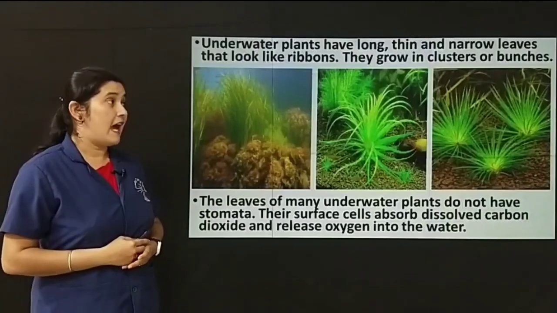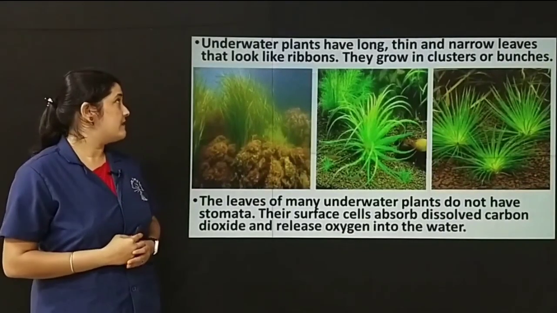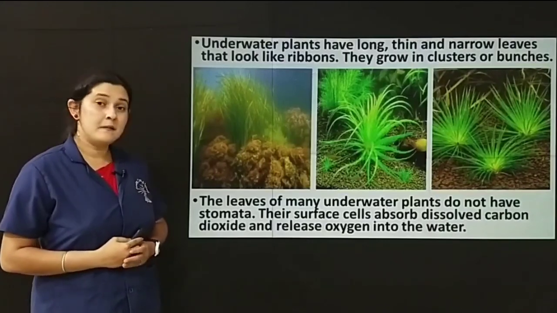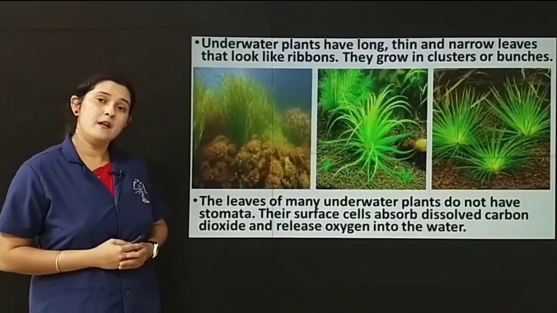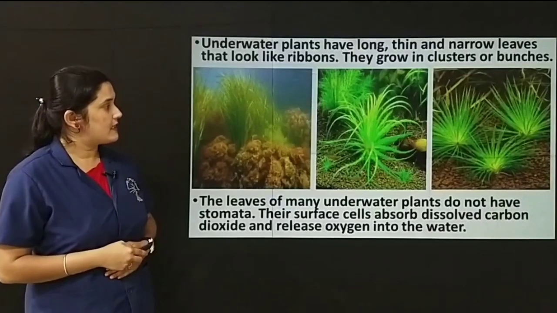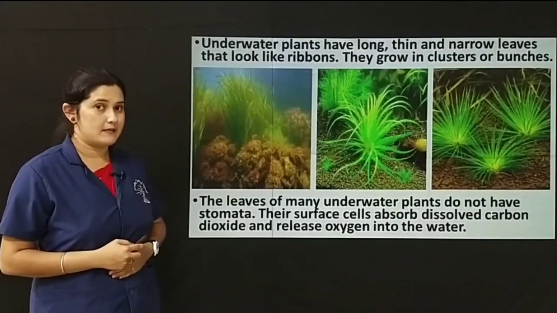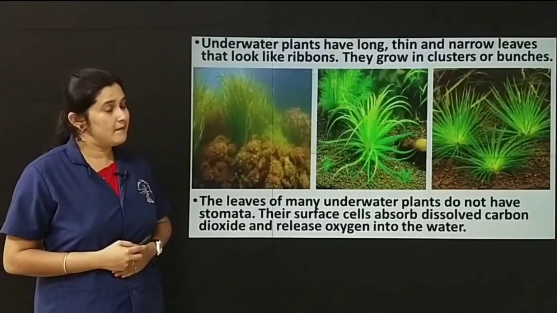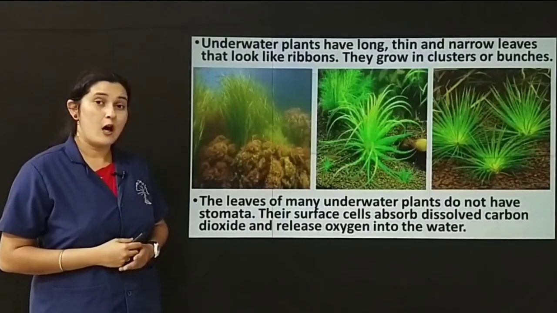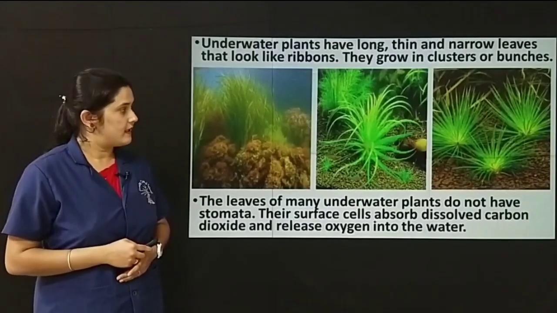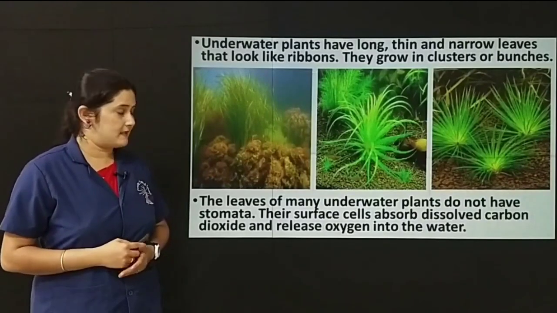Underwater plants have long, thin and narrow leaves that look like ribbons. They grow in clusters or bunches. Here you can see the leaves of the underwater plants. They are like ribbons and they grow in clusters or bunches. Here you can see some of the underwater plants.